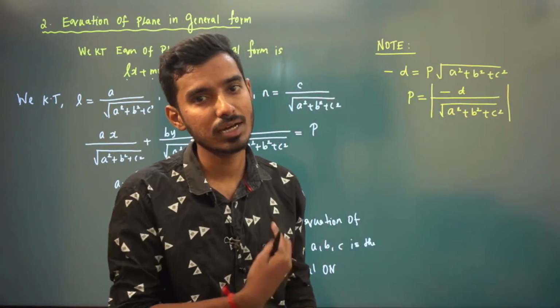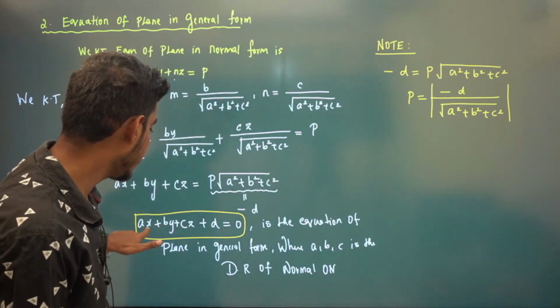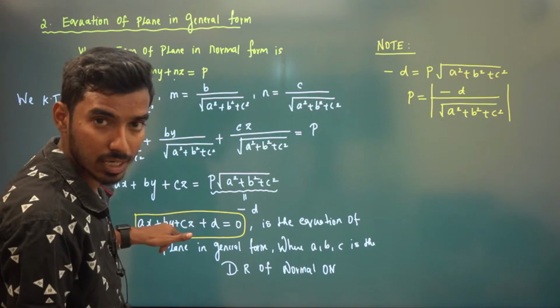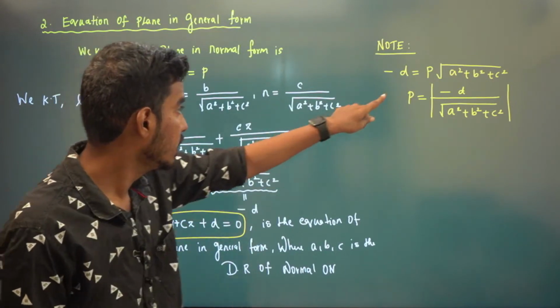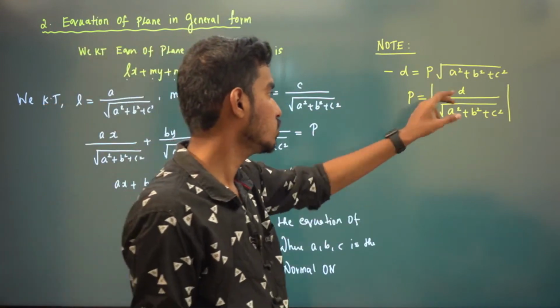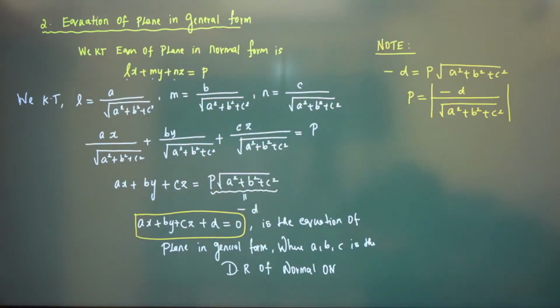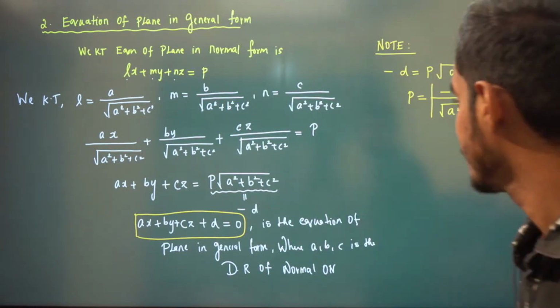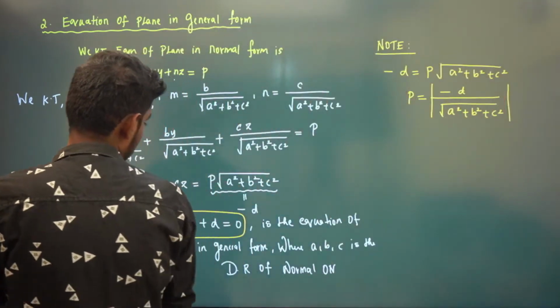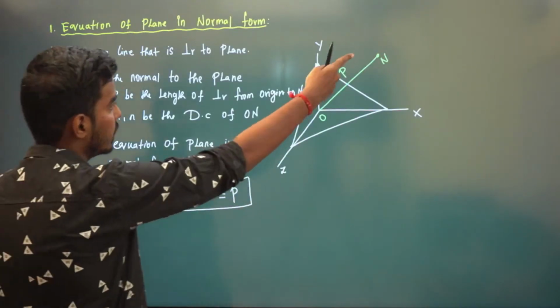I'm stressing this because we'll be using this in problems. So A, B, C is the direction ratio of the normal, and what is d? You can make use of this. And p is the length of the perpendicular, which you can find using this formula. As of now, no doubt, right? p is the length of the perpendicular from origin to that plane.